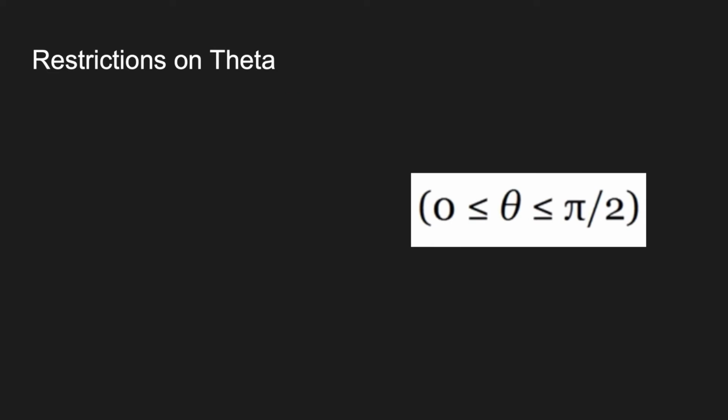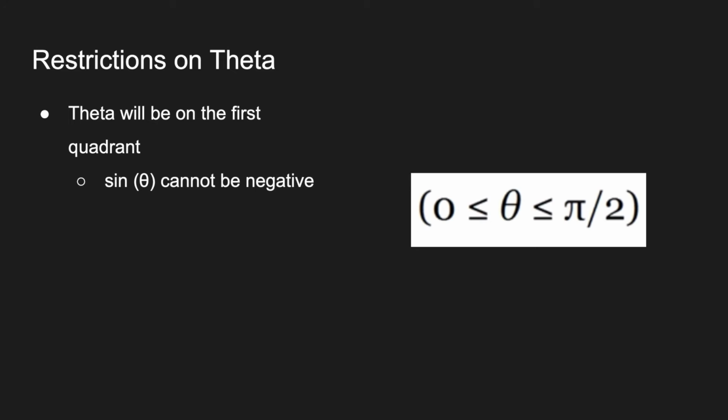Restrictions on theta. We can use what we know about the unit circle and say that the angle that is formed will be an acute angle in the first quadrant because there will be no negative values associated with the problem. The distance cannot be negative because the needle will always be some unit or some measurement away from the line. Thus, theta is greater than or equal to 0 and less than or equal to pi over 2.